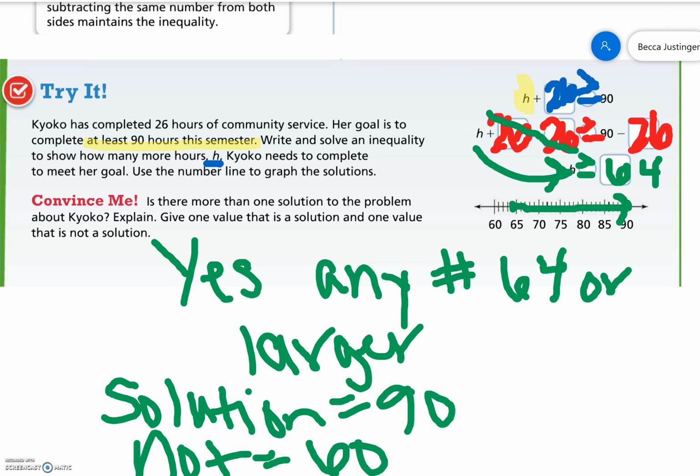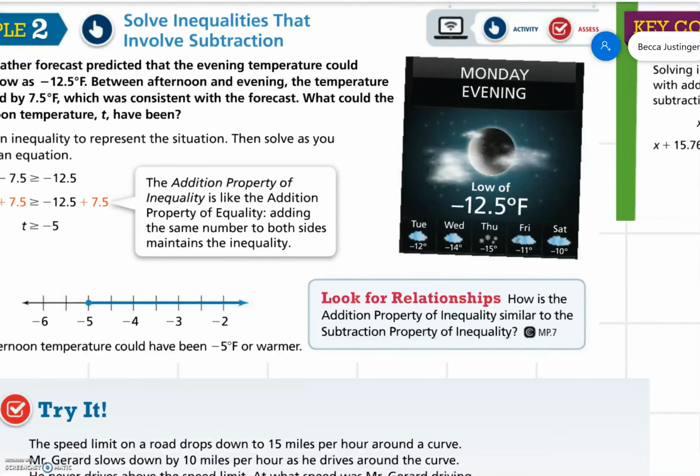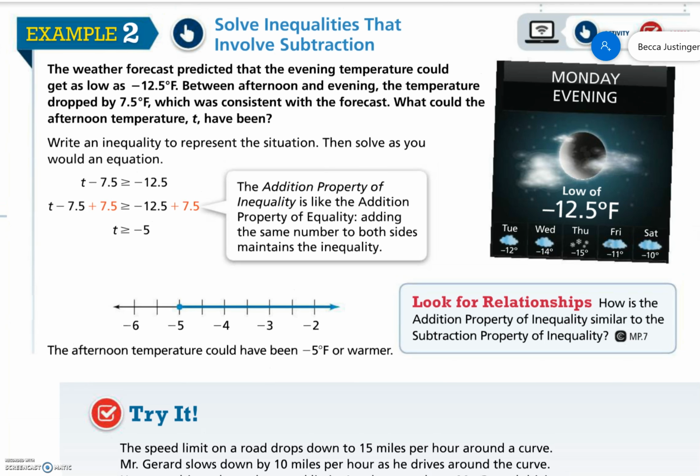All right, example number 2. Solve inequalities that involve subtraction. The weather forecast predicted that the evening temperature could get as low as negative 12.5 degrees Fahrenheit. Between afternoon and evening, the temperature dropped by 7.5 degrees Fahrenheit, which was consistent with the forecast. What could the afternoon temperature T have been?